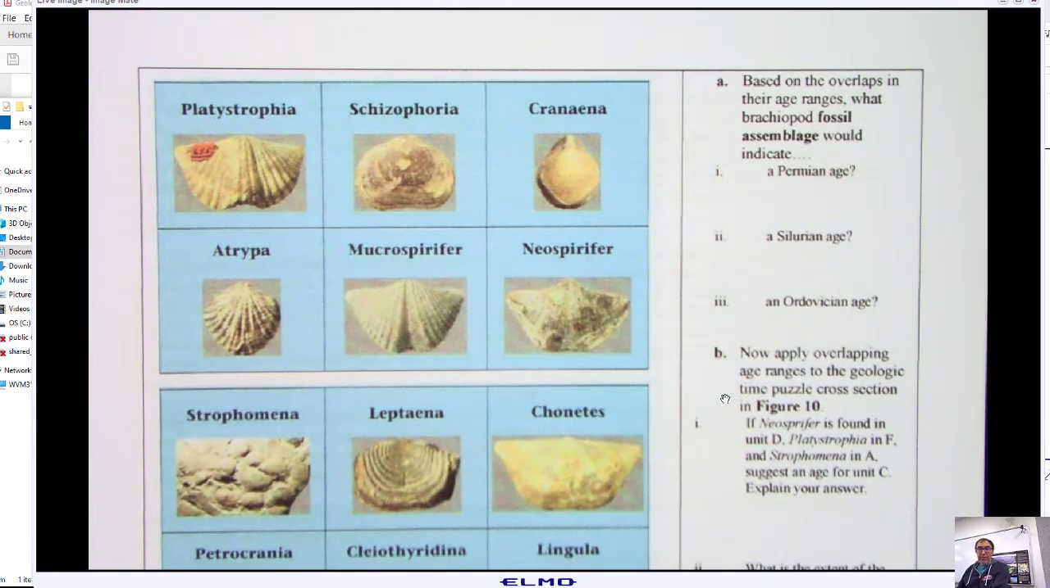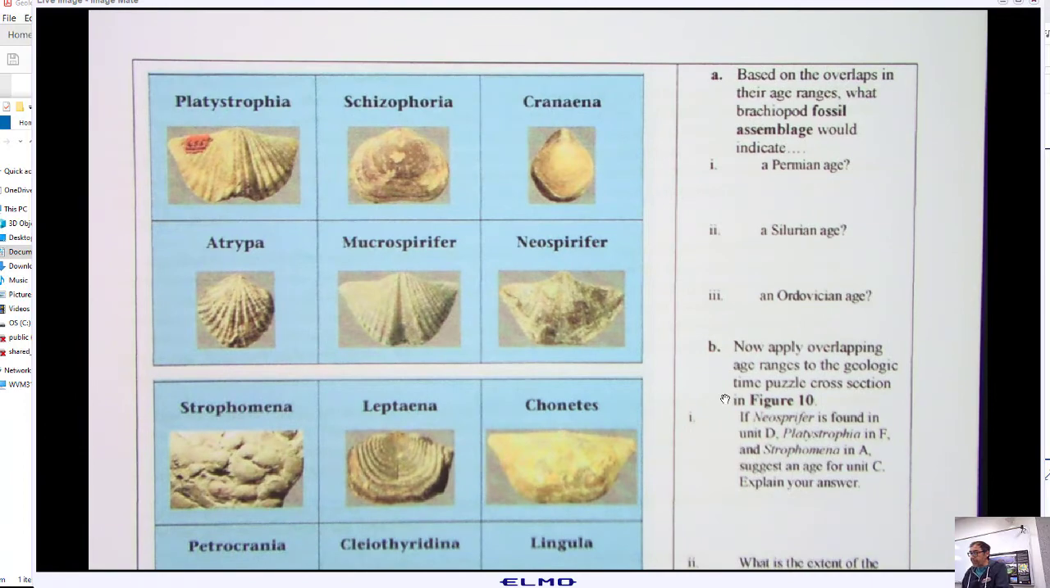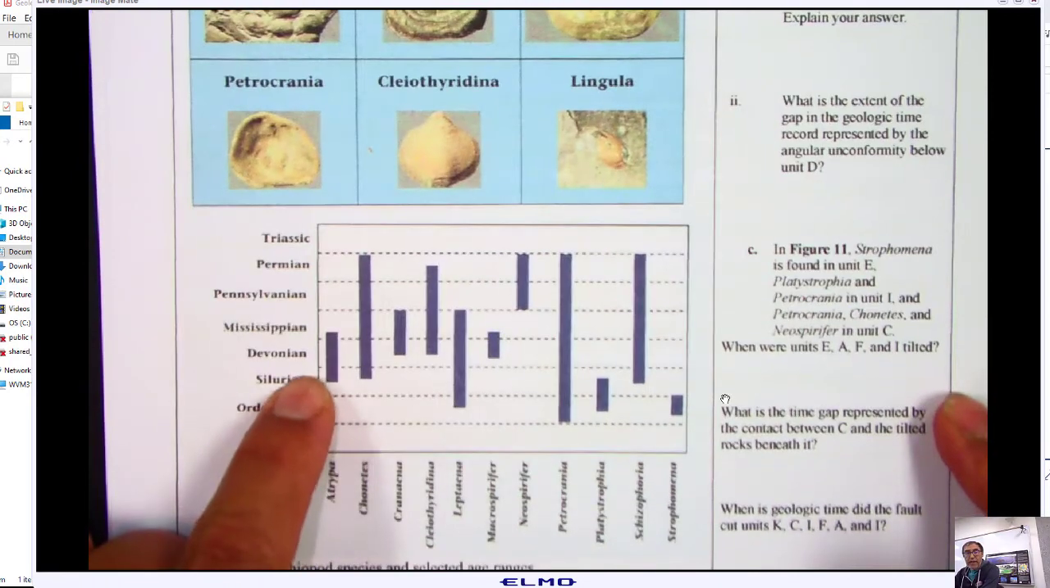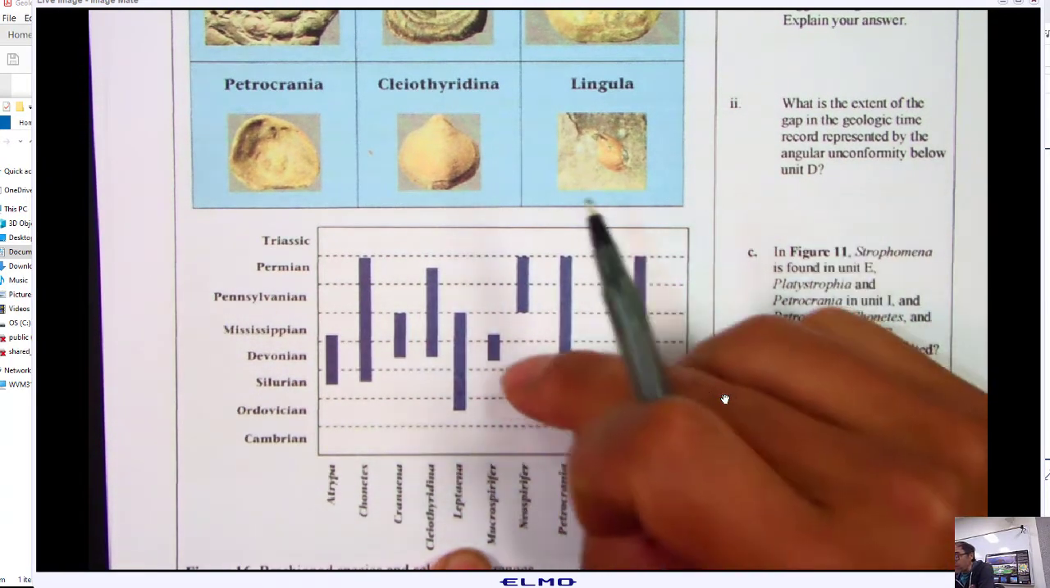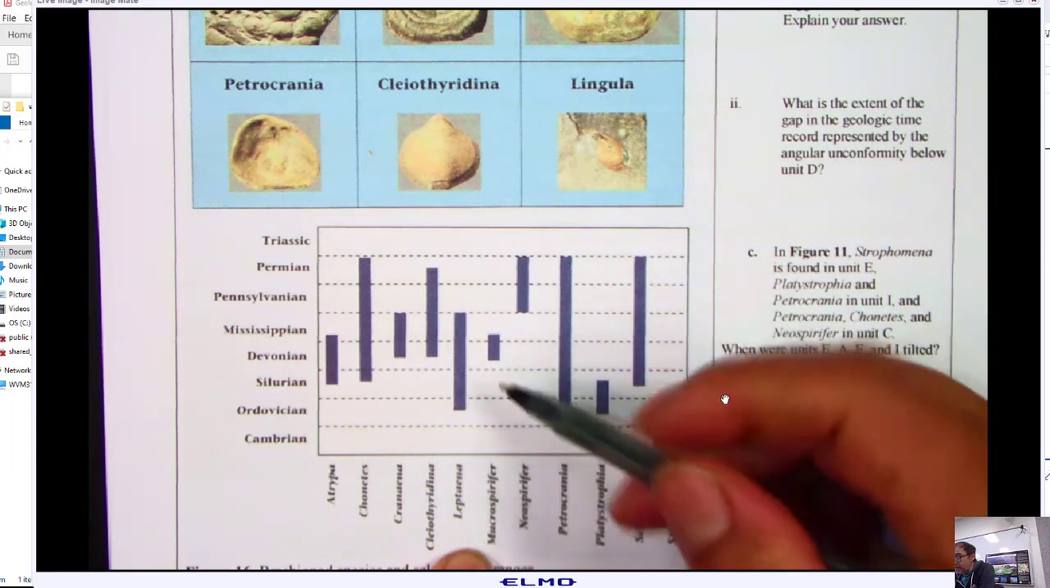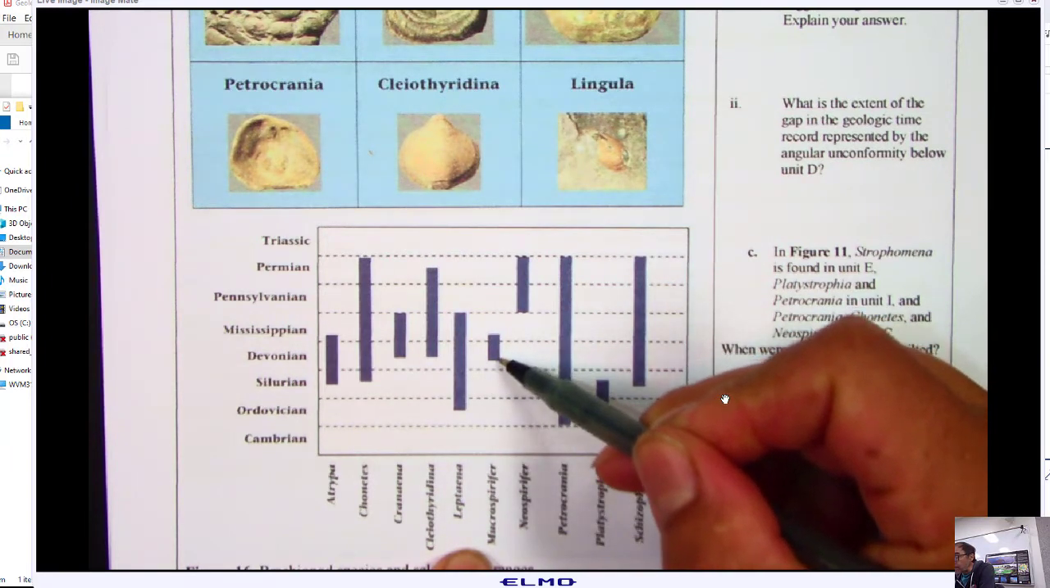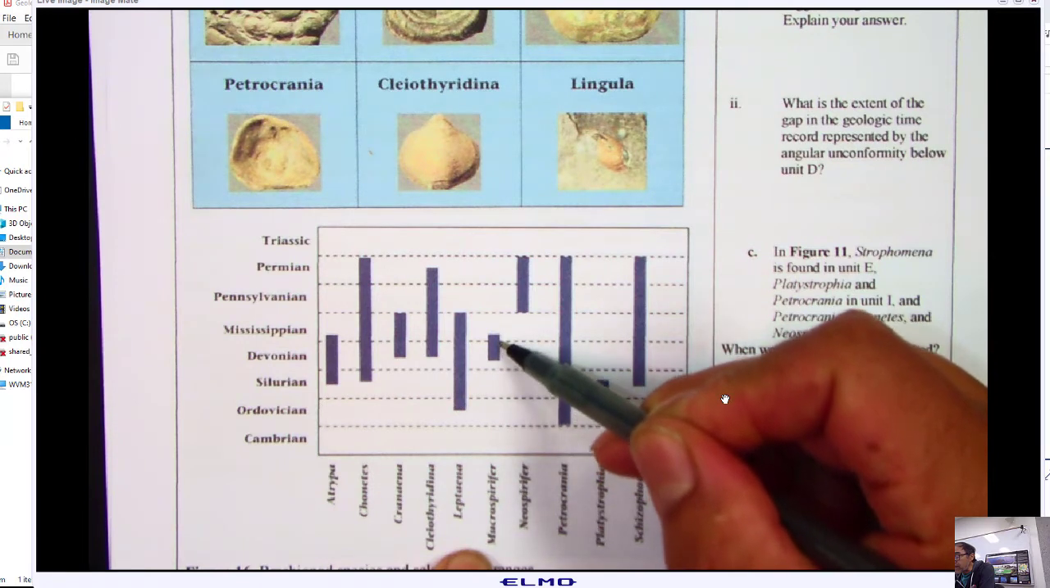All right, so here are the bunch of brachiopods, right? So based on these overlapping age ranges, we're going to determine the age of the rock. And so here are the ranges of these fossils. For example, let's look at Macrospifera, which is a very good index fossil because it has a very short duration. Only lived in the late Devonian and a little bit into the Mississippian, right? So it has a very short duration.